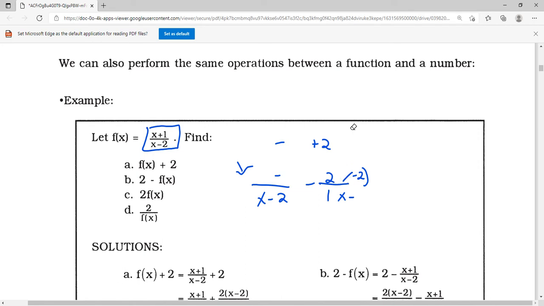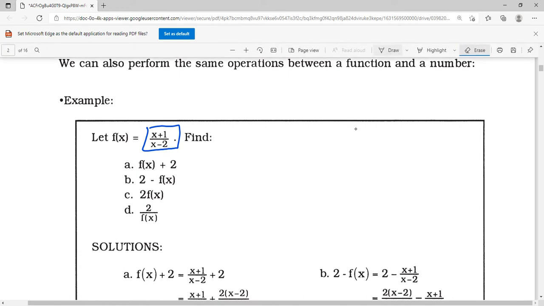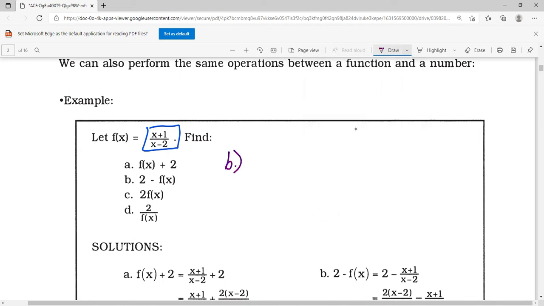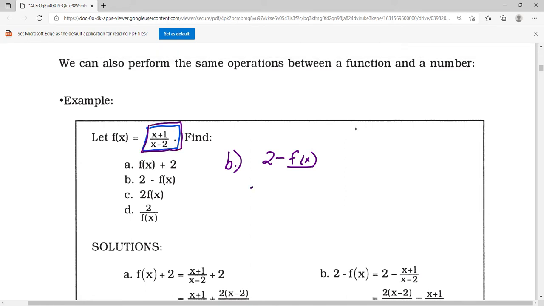Alright, so the next one, it wants us to do 2 minus our function. So our 2 is going to come first. So for B, we're doing 2 minus f of x. So we're just going to replace our f of x with what it tells us that is, right? So we're going to do 2 minus x plus 1 over x minus 2.